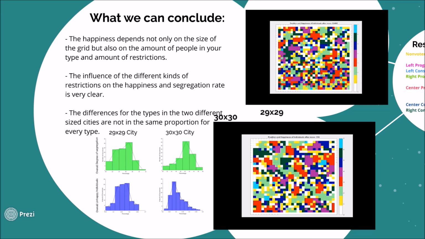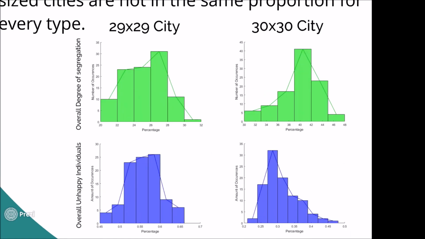Very interesting is that although every type is influenced by the change in size of the city, they are not affected with the same proportion. These histograms show you very clearly the differences between the two cities.